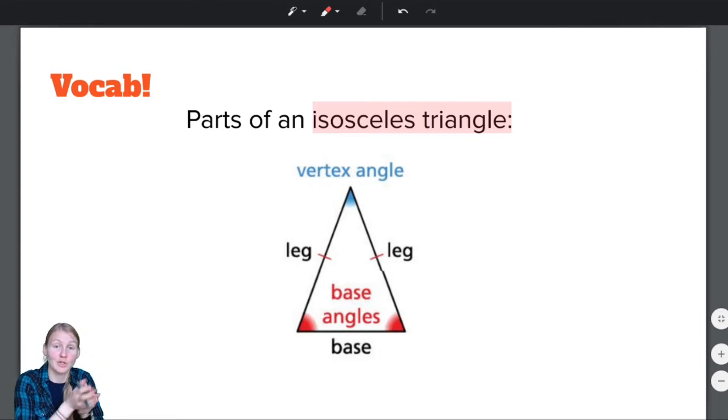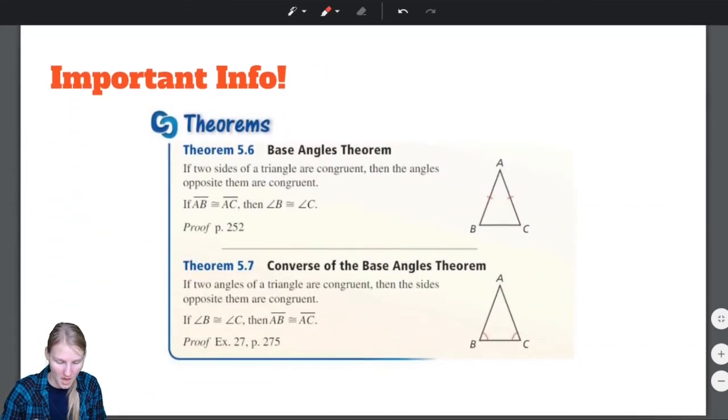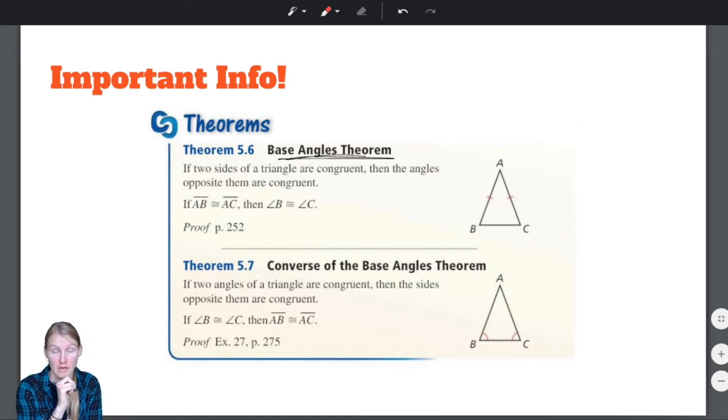Okay, alright, now that you know the parts of an isosceles triangle, we're going to use these vocab words in our first theorem for today. We have the theorem and we have the converse of that theorem. So, the Base Angles Theorem. This was in our learning target and our success criteria. If two sides of a triangle are congruent, then the angles opposite them are congruent.